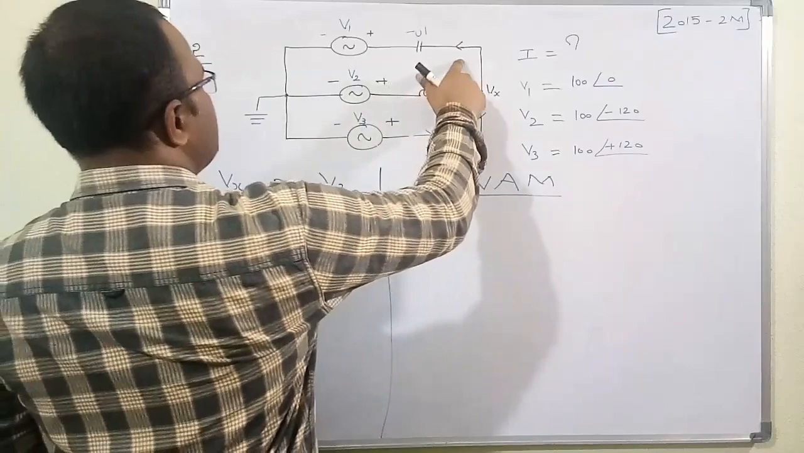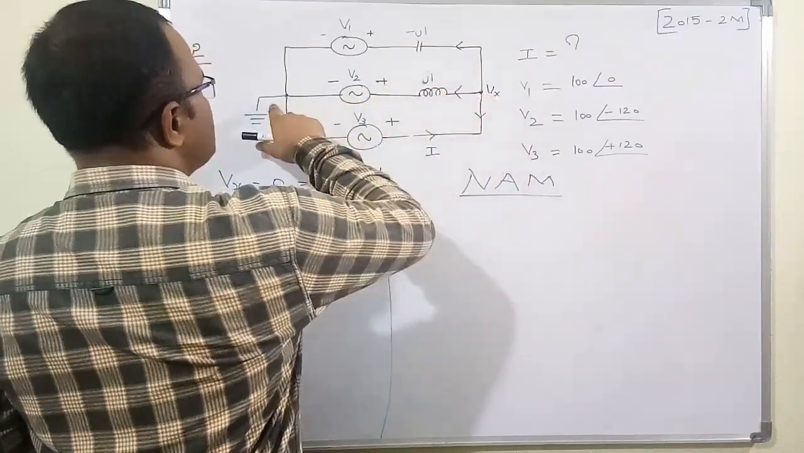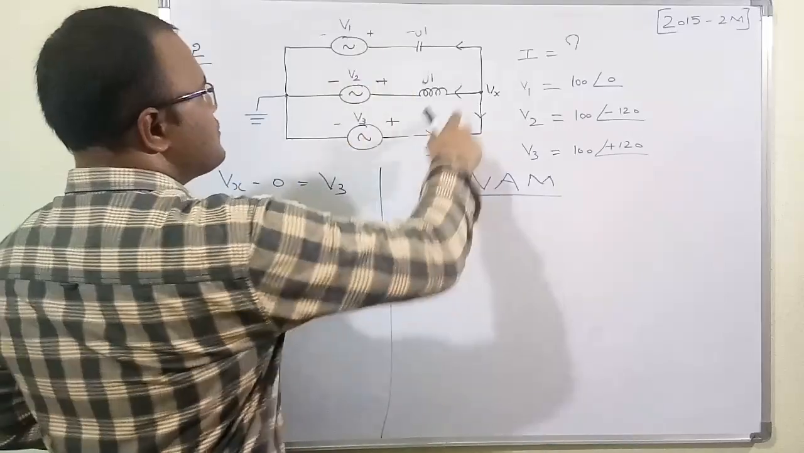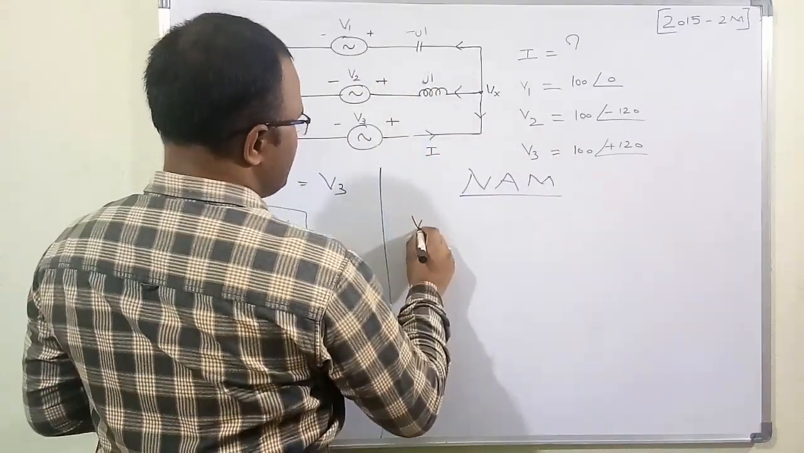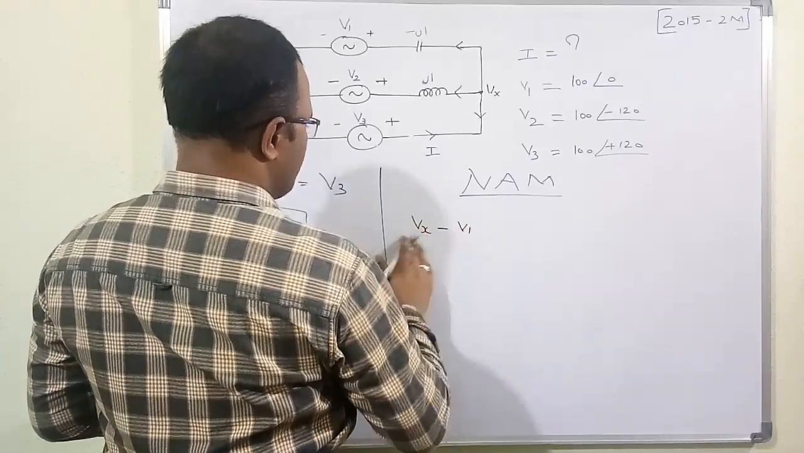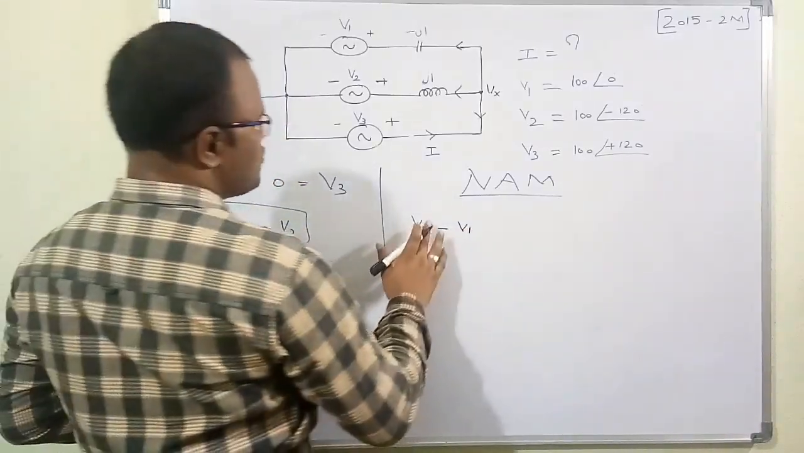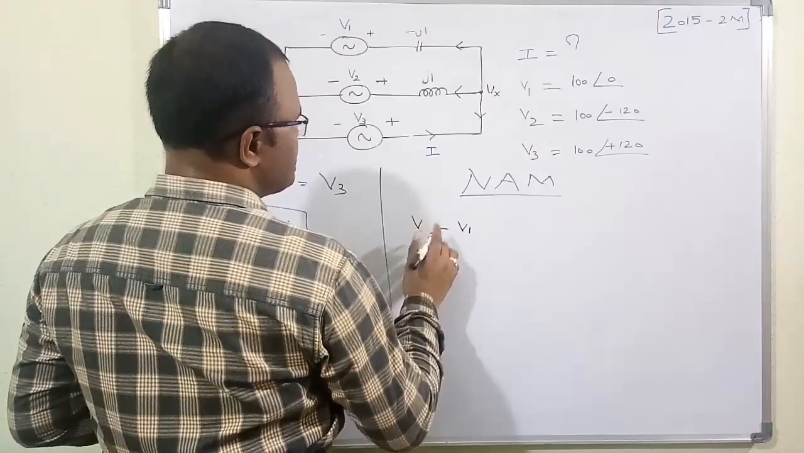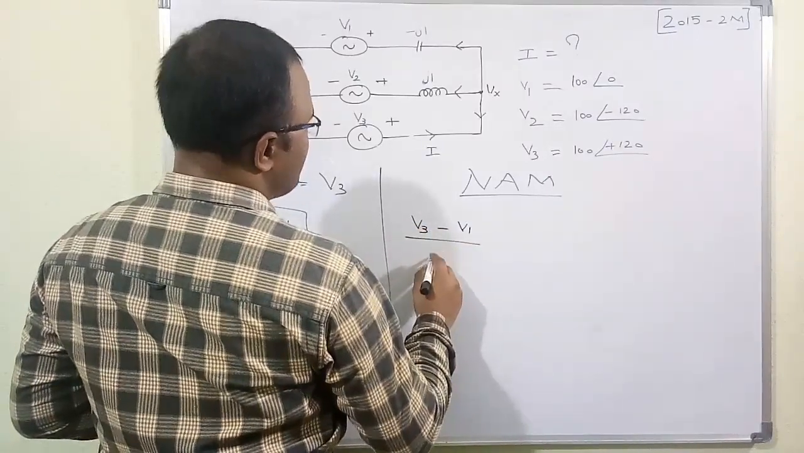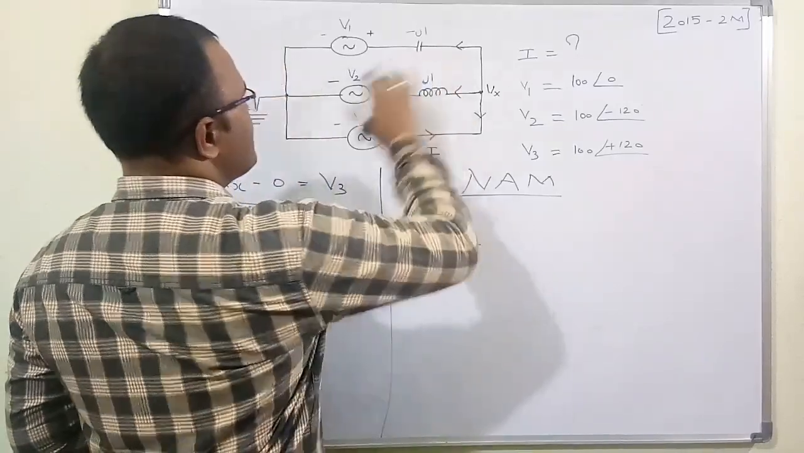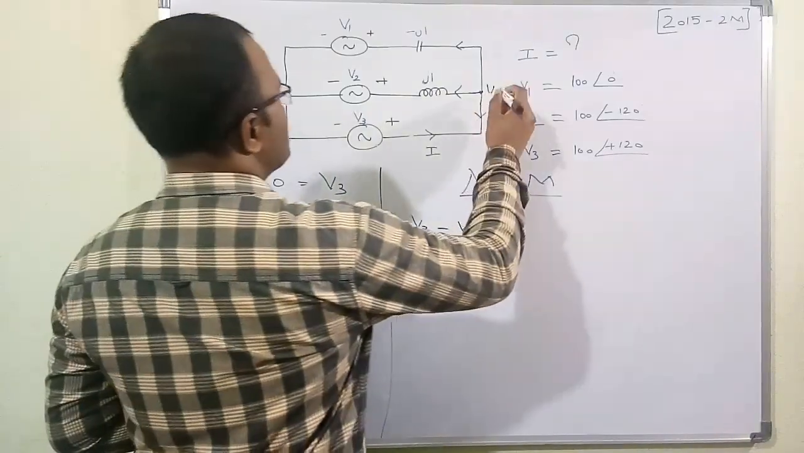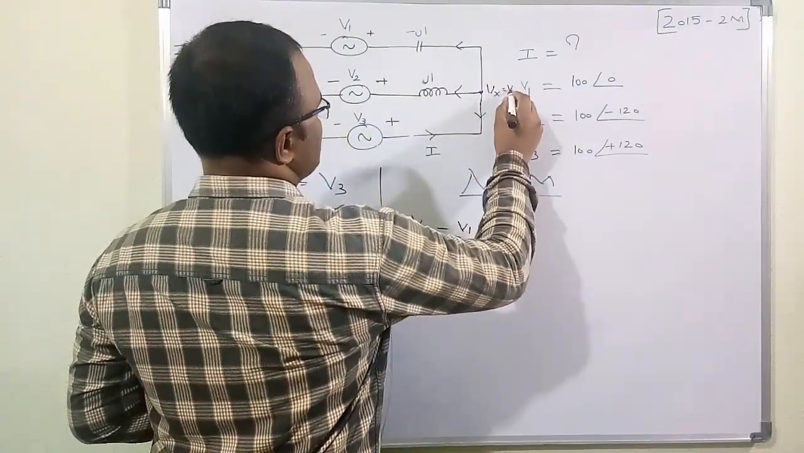If you calculate from here, this is Vx and this is 0, but here the potential is plus V1. So the current in this branch is Vx minus V1 divided by the reactance. Vx is V3, so it is V3 minus V1 divided by minus j1, since the reactance is minus j1.